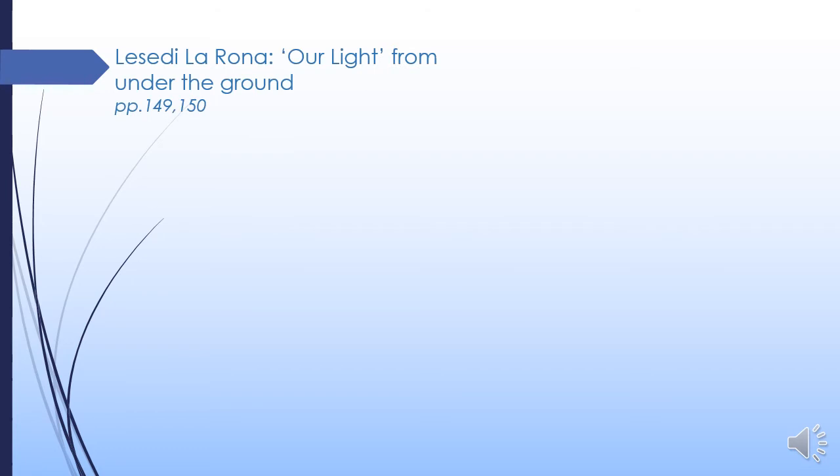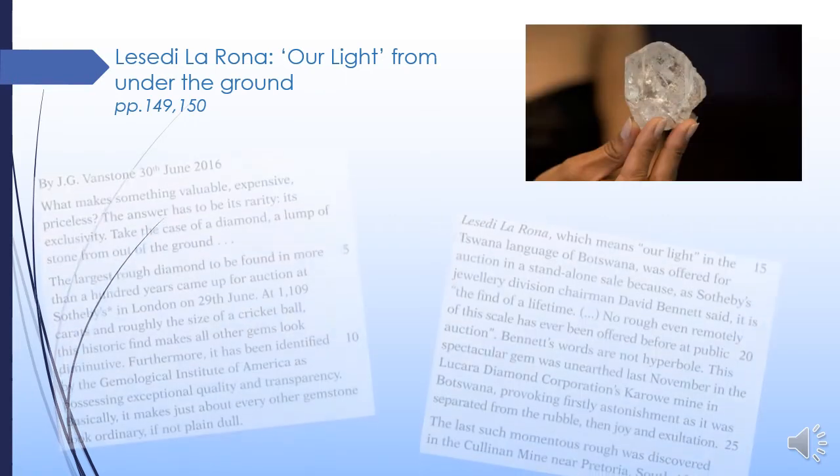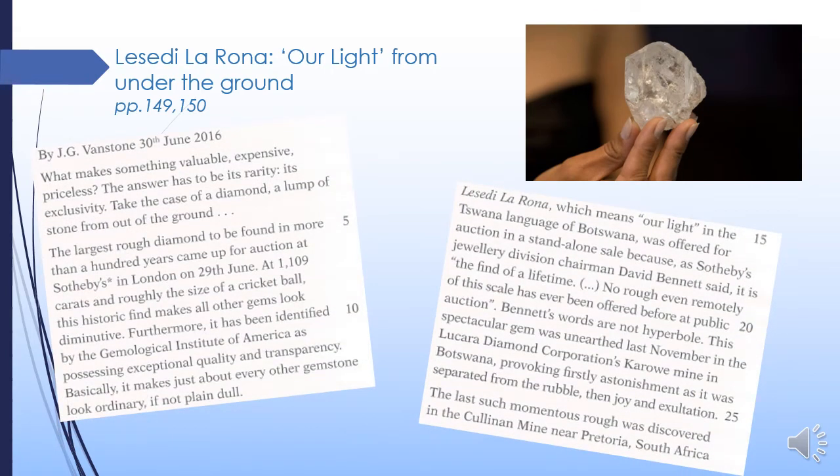Lesedi La Rona, Our Light from Under the Ground, page 149. Let's continue reading. What makes something valuable, expensive, priceless? The answer has to be its rarity, its exclusivity. Take the case of a diamond, a lump of stone from out of the ground.